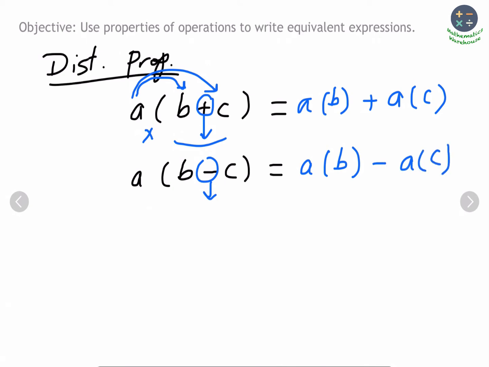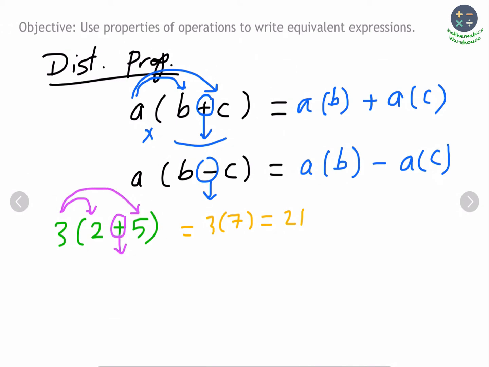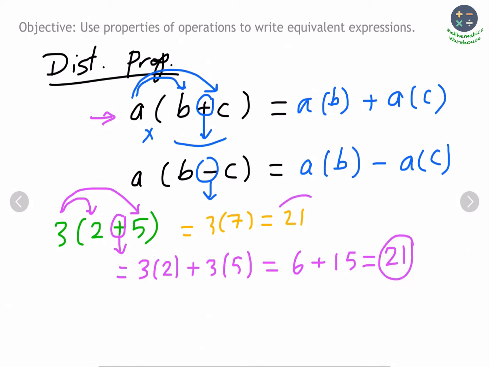Example, if you have 3 times (2 plus 5). As we know, 2 plus 5 equals 7, so 3 times 7 equals 21. Applying this rule, you have to multiply 3 by 2 first, then put plus down, then multiply 3 by 5. So let us apply this according to the distributive property. 3, which is a, times b, which is 2, plus 3 times 5. So 3 times 2 equals 6, plus 3 times 5 equals 15. So it equals 21, the same answer. So we are right.